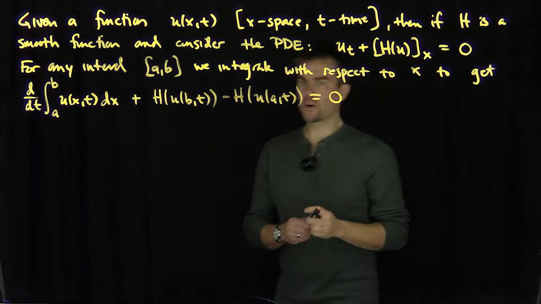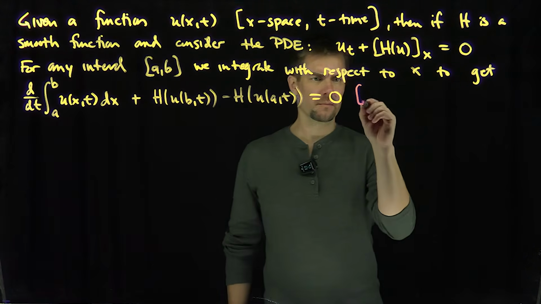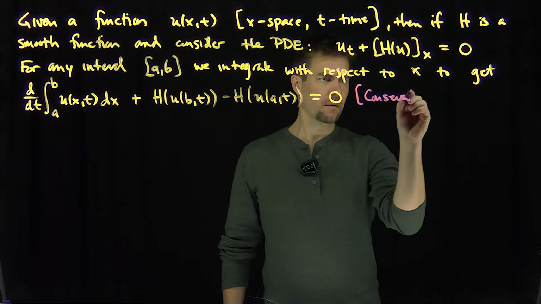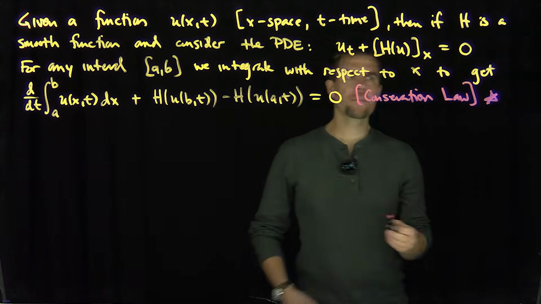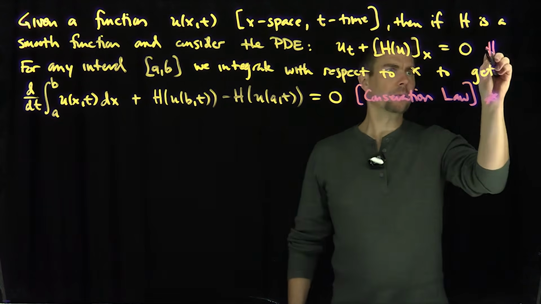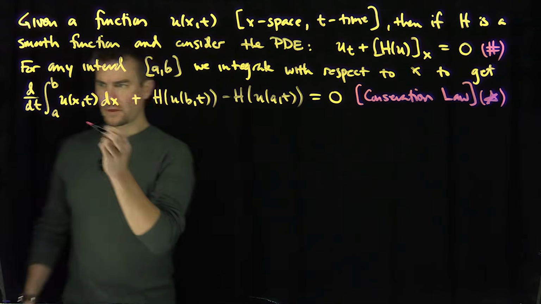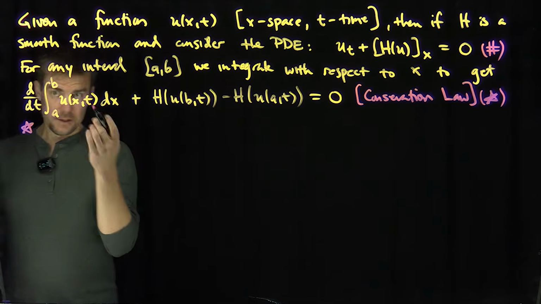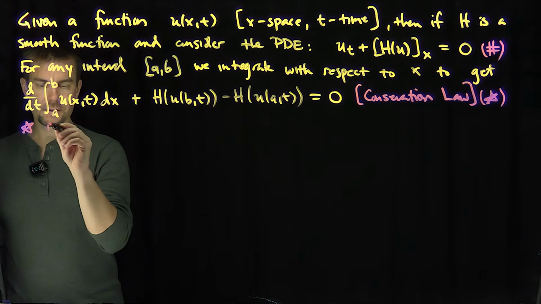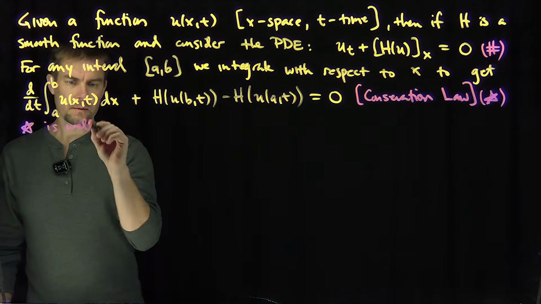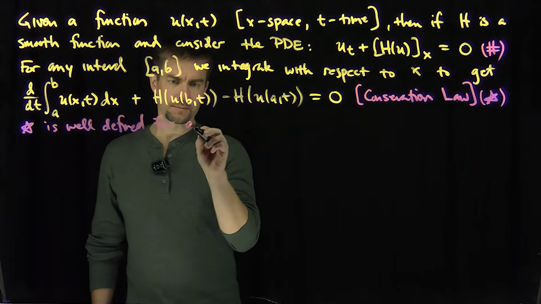Okay? And this equation over here is referred to as the scalar conservation law. So this is our conservation law. Okay, let's call that star. And let's call the PDE pound. So I have star and I have pound. So equation star is true, it is defined, for a wider class of functions u, right? Star is well defined for a wider class of functions u.